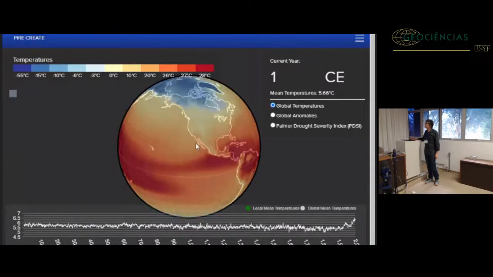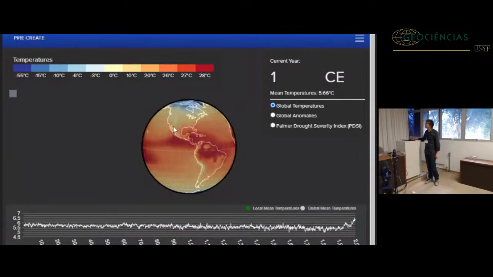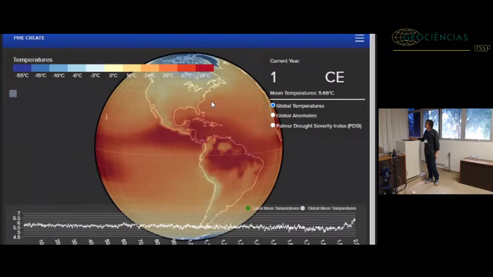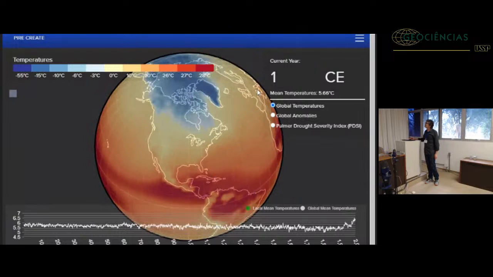You see this is interactive. You can zoom in, you can zoom out. Right now, what we're looking at here is the mean annual temperature for the year 1 Common Era. Again, this is a data assimilation, so it's based on a model, but thousands of proxy records have been assimilated into this. You can run this through time, but you will see the changes are very, very minor.